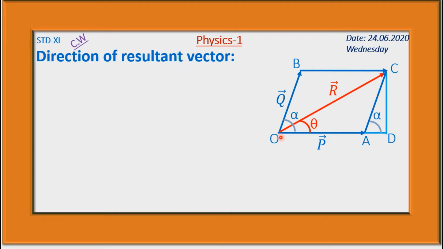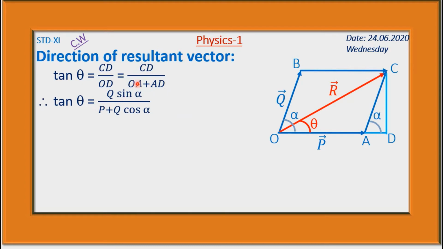Now from this triangle, OCD is a right angle triangle. Here tan theta is equal to CD by OD. Here CD is the perpendicular and OD is the base. Perpendicular divided by base is tan theta. Therefore tan theta is equal to CD by OD, and OD is equal to OA plus AD.